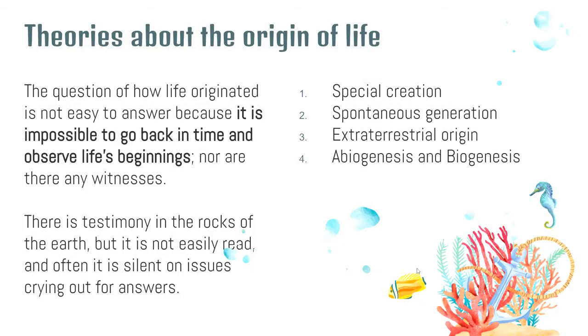For the purpose of discussion, we will narrow down the theories into these four: special creation, spontaneous generation, extraterrestrial origin, and abiogenesis and biogenesis.